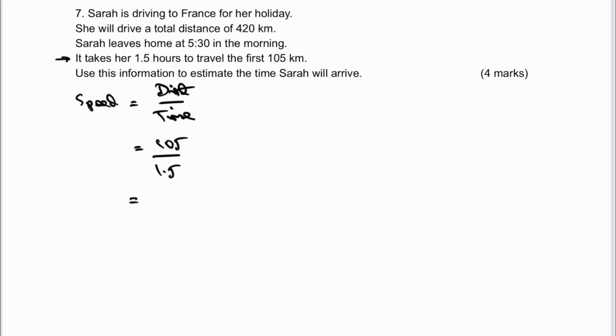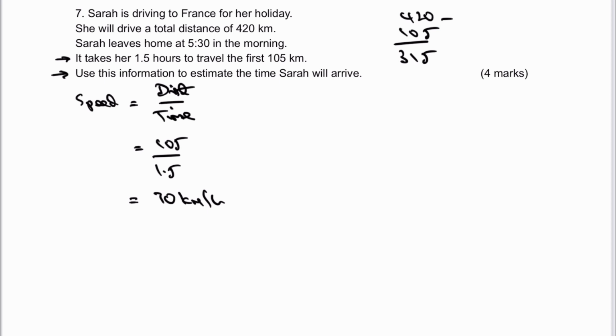Now when you calculate that, and again just in the interest of the video, it's easier to calculate that on your own way of calculating things, but it should give you 70 kilometers per hour. Okay, then it says use this information. So in other words, what we're saying is that the rest of the journey she's going to drive at 70 kilometers per hour. So let's have a look at what happens for the rest of the journey. Well, she's now got a further 315 kilometers to go, because she's got 420 in total minus 105, so that's going to be 315 kilometers that she's going to drive at 70 kilometers per hour.